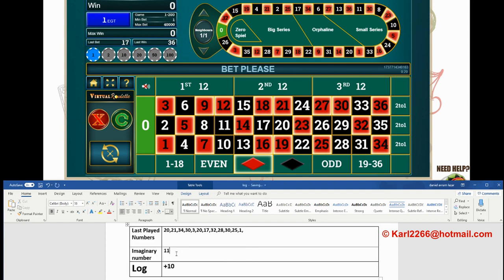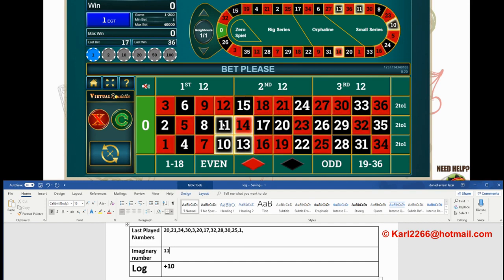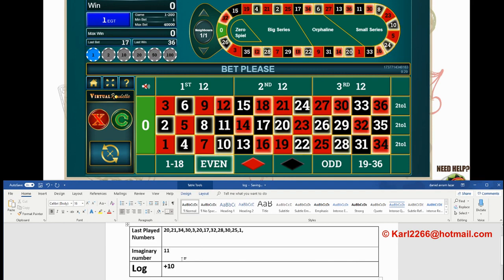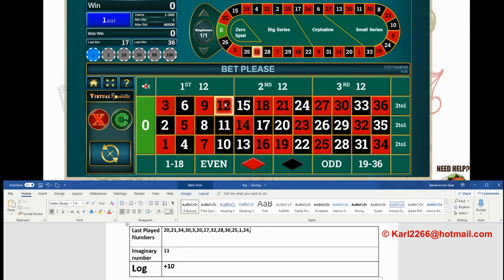1 plus 10 is 11, so we got a new imaginary number, which is 11. But you remember I said from 8 to 29 you don't play, so we don't play now. And after 1 we got a new winning number, which is number 24. So it's still the same logarithm, because 1 plus 10 is 11, so terminals from 11 are so many, right? 6, 18, 4, and 16. So 16 is near 24 on the racetrack.